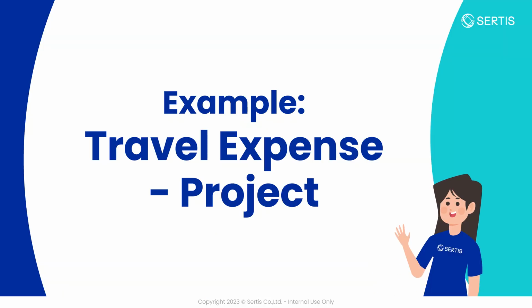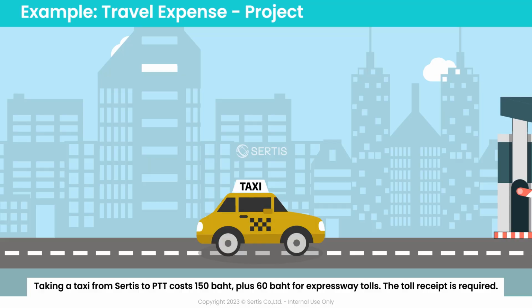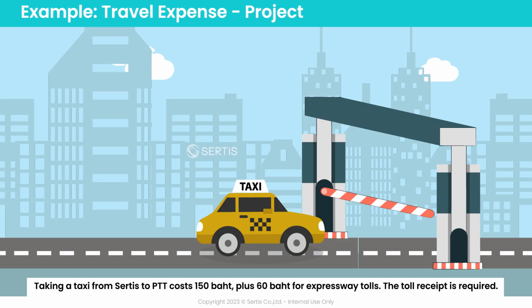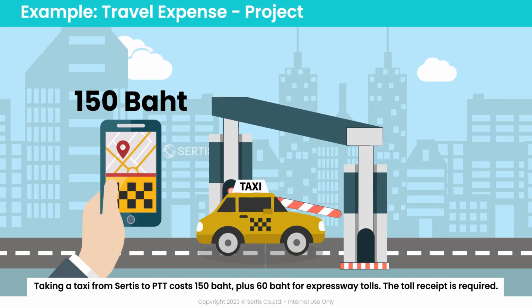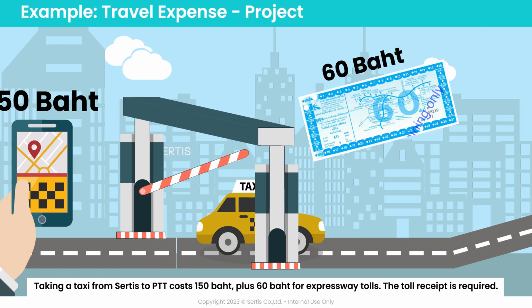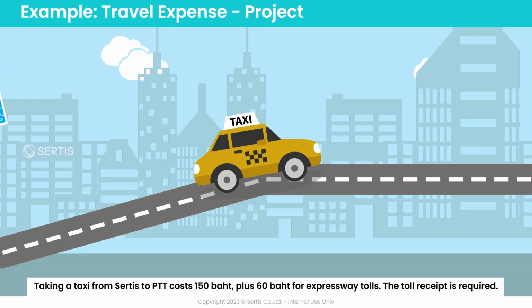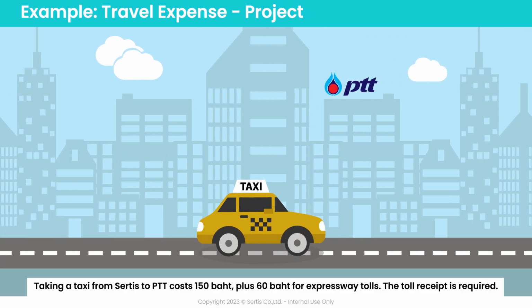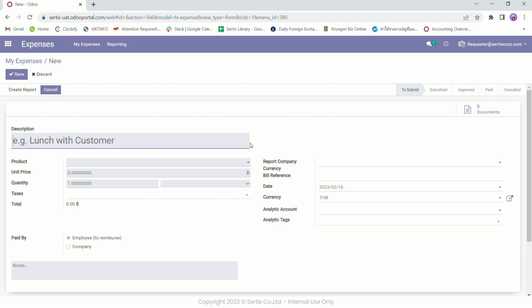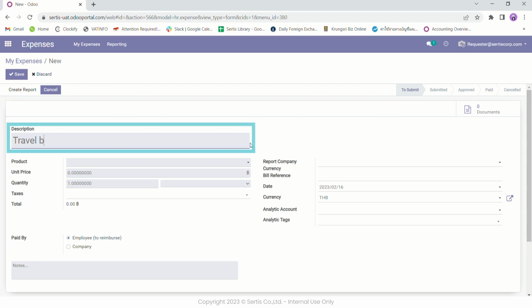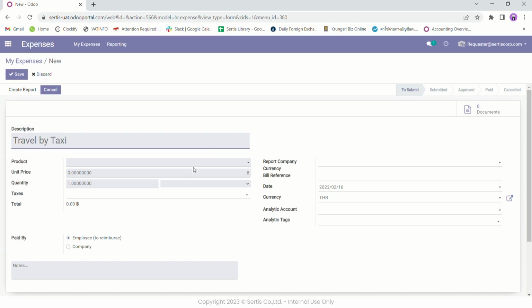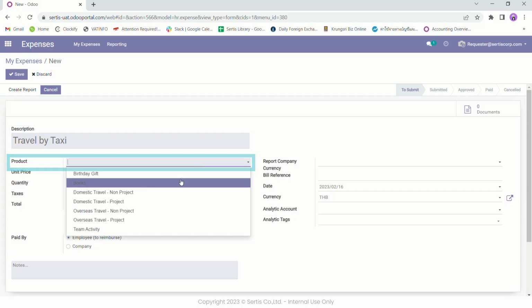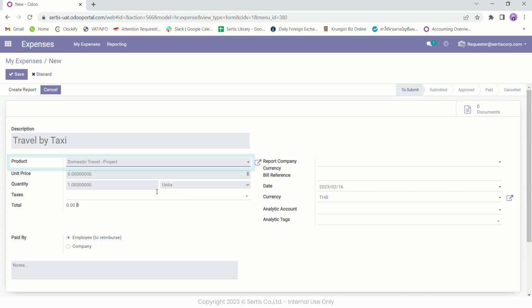Here is how to make a travel expense project reimbursement in the system. Taking a taxi from Surtees to PTT costs 150 baht, plus 60 baht for expressway tolls. The toll receipt is required. Let's create expenses in the system. First, fill in travel by taxi in description. Next, select domestic travel project reimbursement type in product.